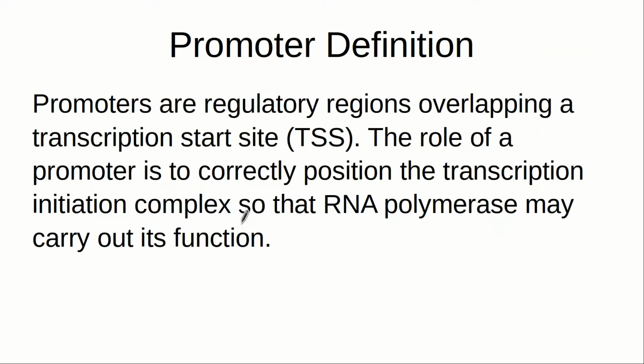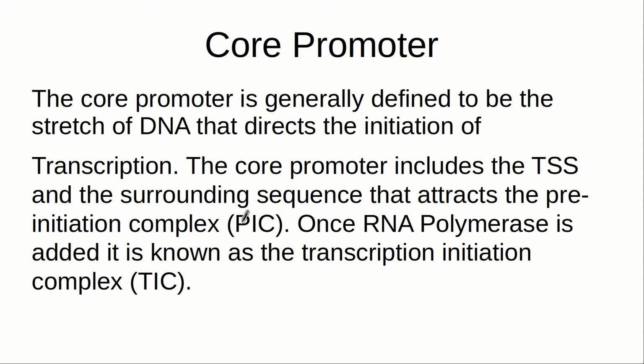Alright, so moving forward, the core promoter. Here is a better idea. The core promoter is generally defined to be the stretch of DNA that directs the initiation of transcription. It includes the transcription start site and the surrounding sequence that attracts the pre-initiation complex. In other words, it attracts RNA polymerase. There are some other proteins that get attracted first, and then RNA polymerase is added on top.